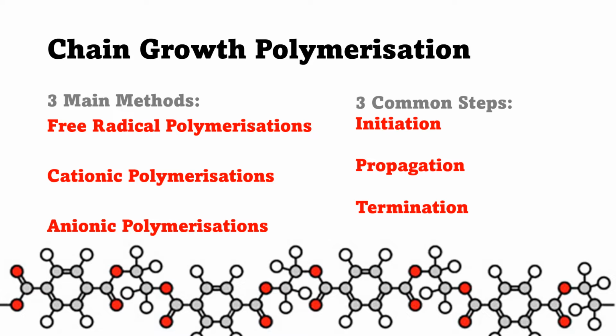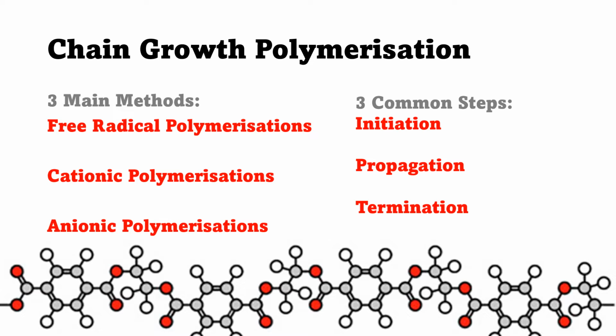Free radical polymerization is where the initiator has an unpaired valence electron, so is known as a free radical. It is formed from heating or irradiation with UV light. Cationic polymerization is where the initiator is a cation, which is an ion with a positive charge. This process is particularly useful for alkenes.